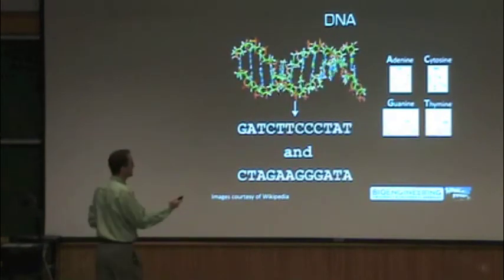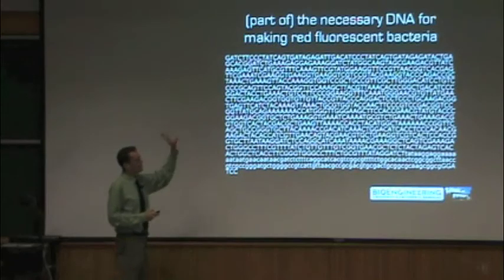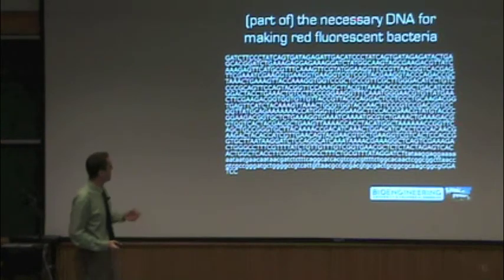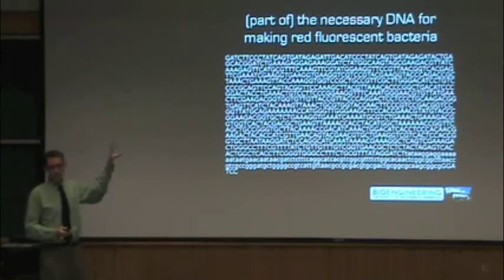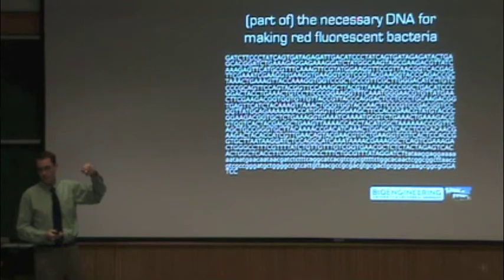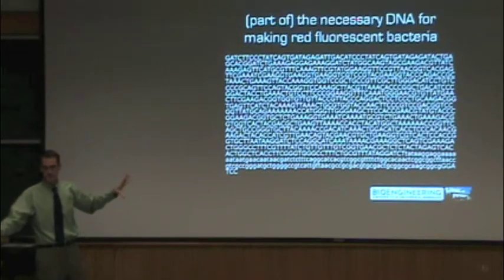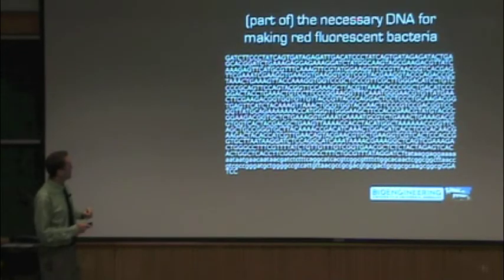Okay, so let's say I want to make that red fluorescent protein in my bacteria. Well, this is part of, not all of, but part of the DNA that's necessary to do that. And that is as meaningless to me as it is to you. What I want to do is actually look at this. I'm going to color code it. I'm going to say, well, parts of the DNA do different things.